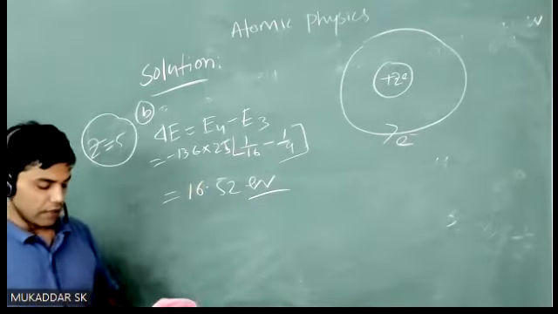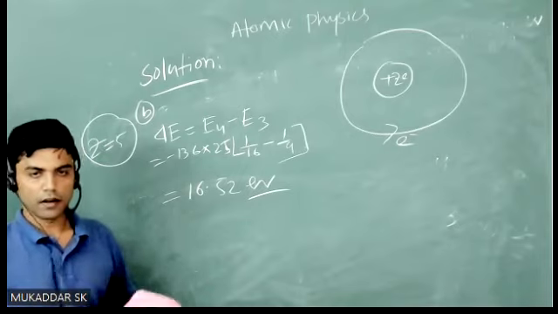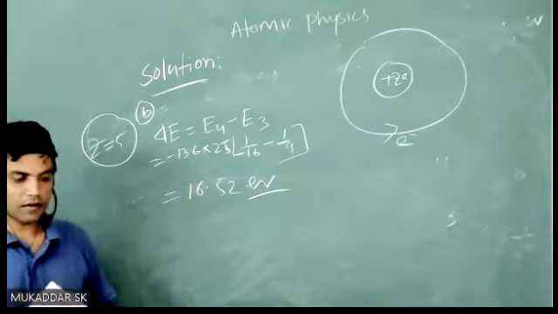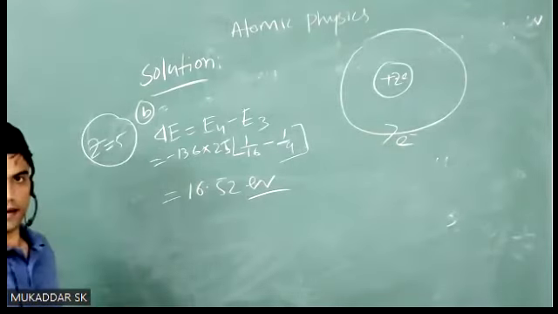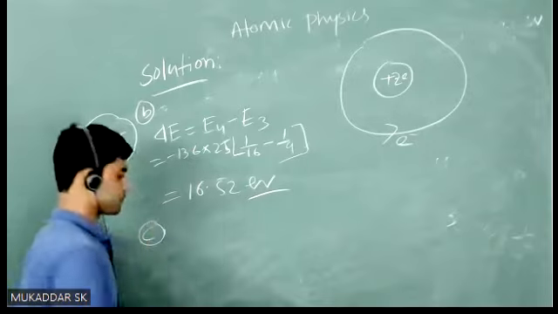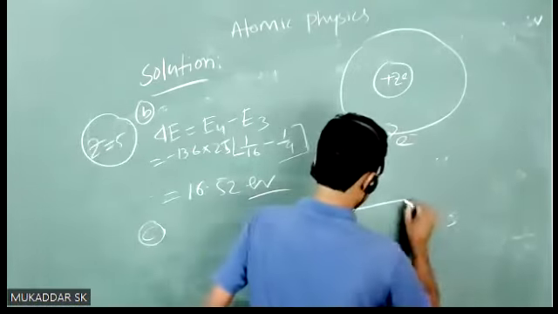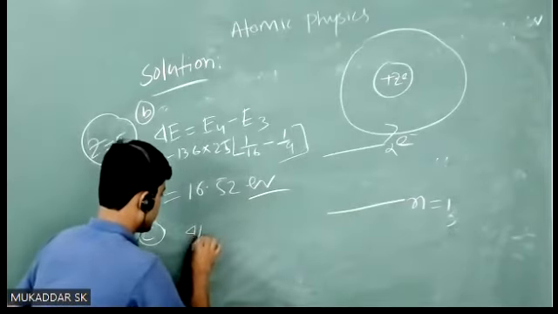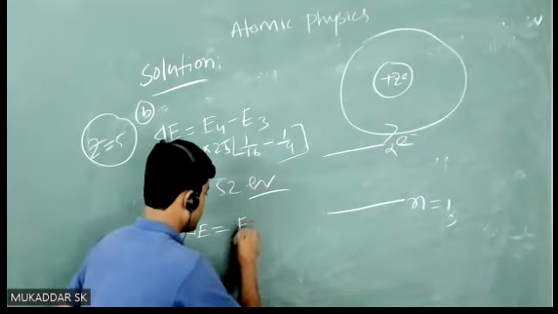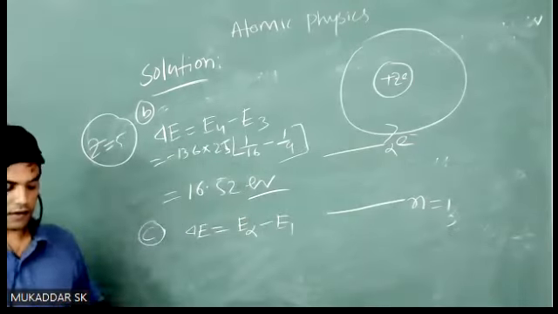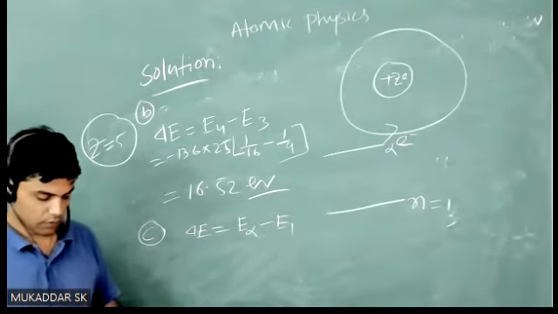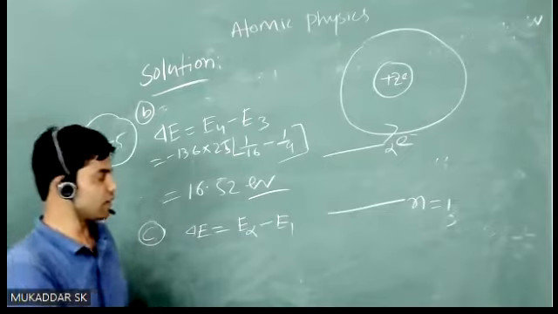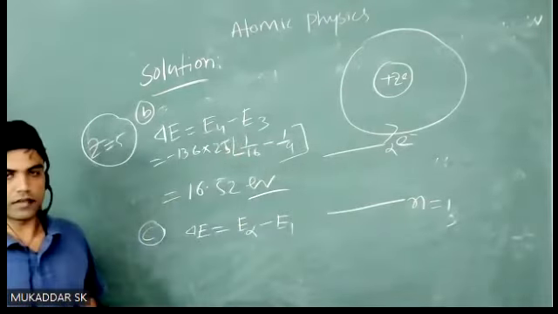Okay. Now C part. The energy required to remove that electron from the ground state to infinity, right? I will do this part. You are exciting the electron from n equals 1 to n equals infinity, so that energy delta E will be E infinity minus E1. Am I writing correct? This is the energy of EM radiation required to excite the electron from the first state to the infinity state.